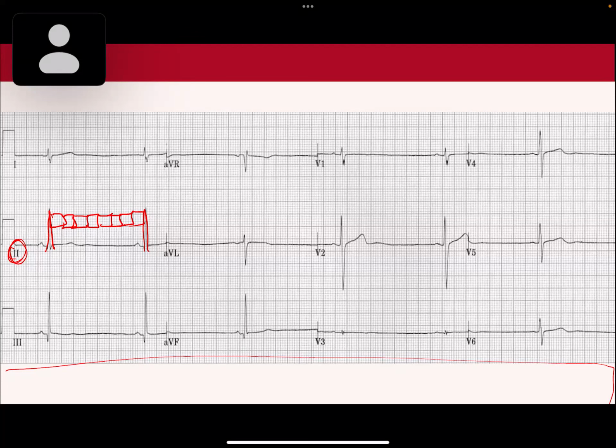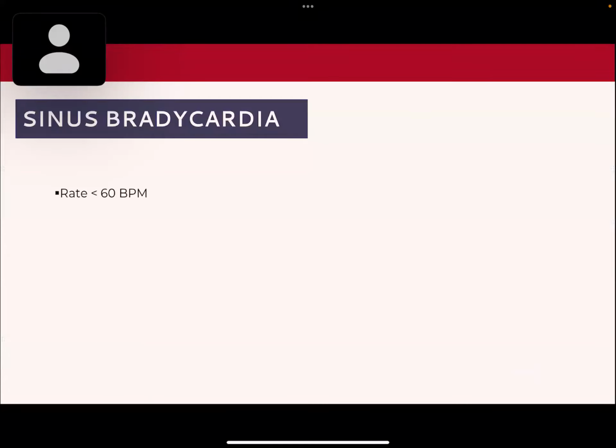And if we don't have the rhythm strip, we cannot count the number of R waves in a duration of 10 seconds. So in this case, you can opt for the box method, and then you can count the number of large squares in between the R waves, and then you divide 300 by this number. And the answer for this one is 37.5, and that is sinus bradycardia. So anything less than 60 would be considered sinus bradycardia.